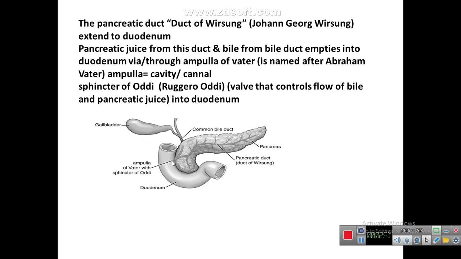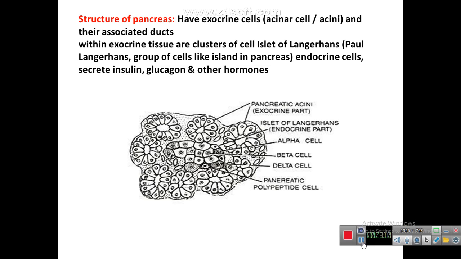The opening of this ampulla of Vater is provided with the sphincter of Oddi, named after the scientist Ruggiero Oddi. The sphincter of Oddi is actually the valve that controls the flow of bile and pancreatic juice into the duodenum. Structure of pancreas: it has exocrine cells known as acinar cells or acini.